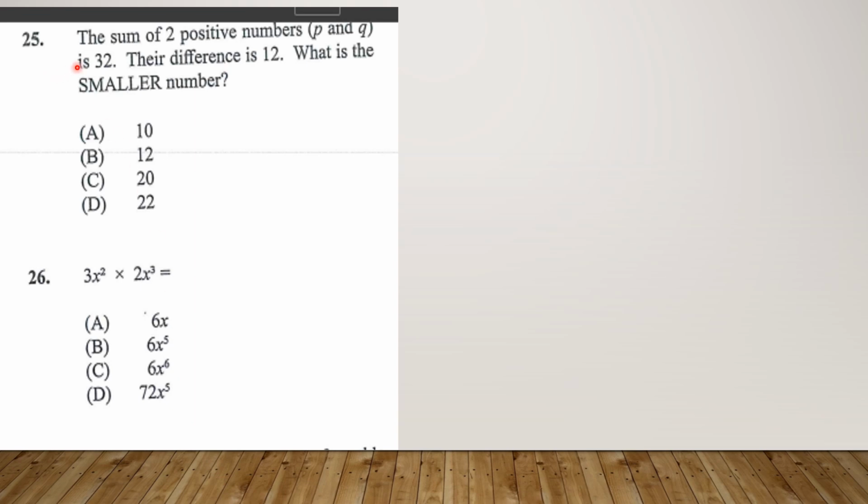Right, question 25. The sum of two positive numbers P and Q is 32. So P plus Q is 32. Their difference is 12. P minus Q is 12. What is the smaller number? So if we subtract these two, we're going to get 0, 20. And we want the smaller number. If we divide it by 2, we're going to get 10. So the smaller number is 10.